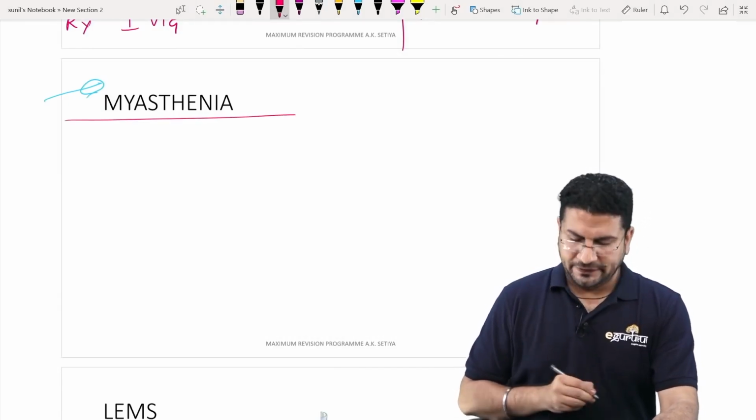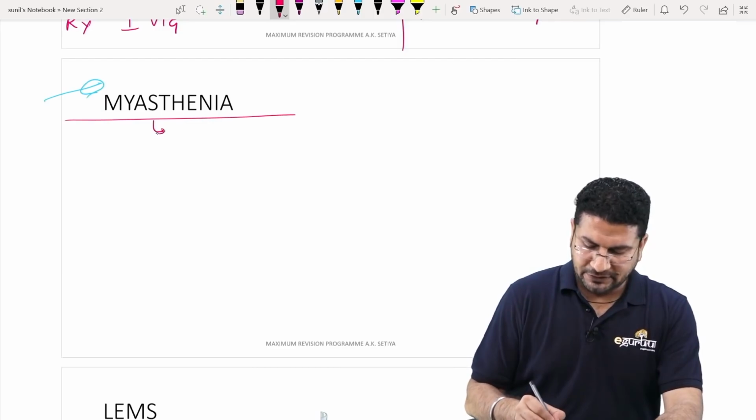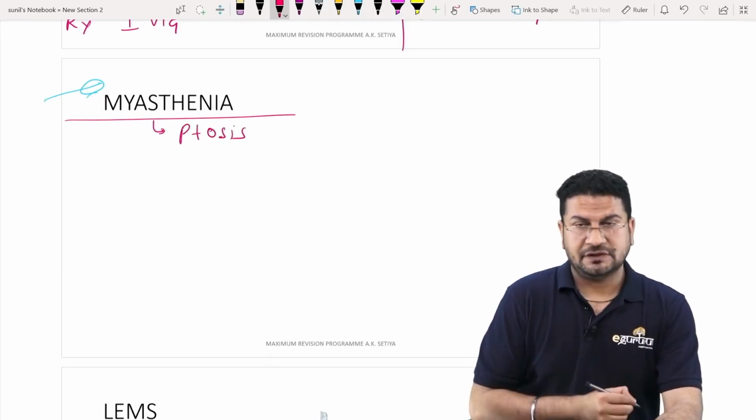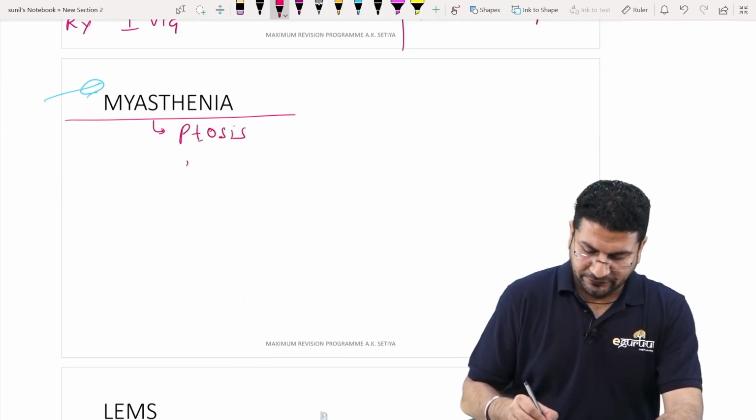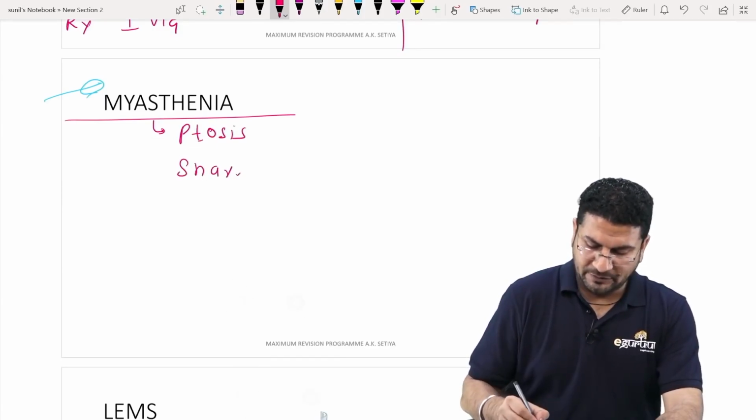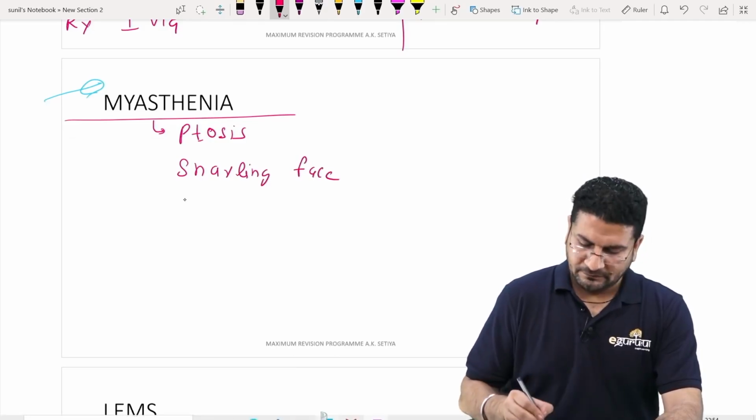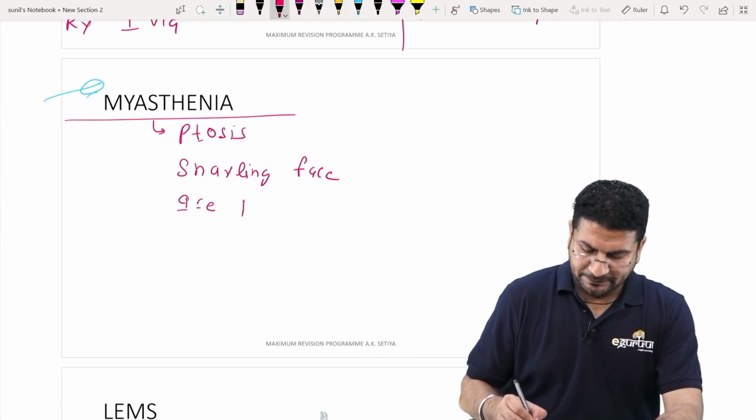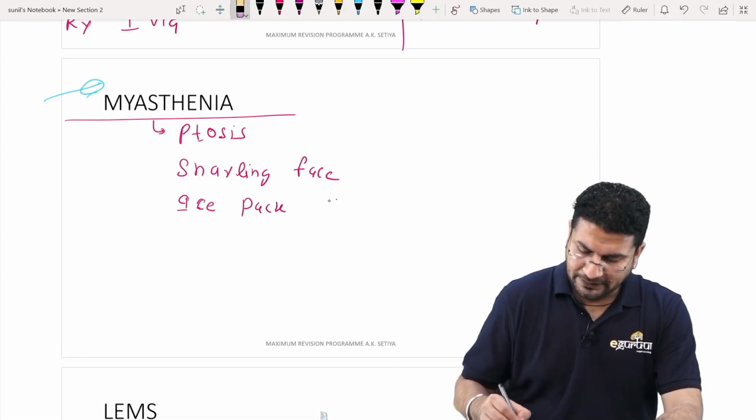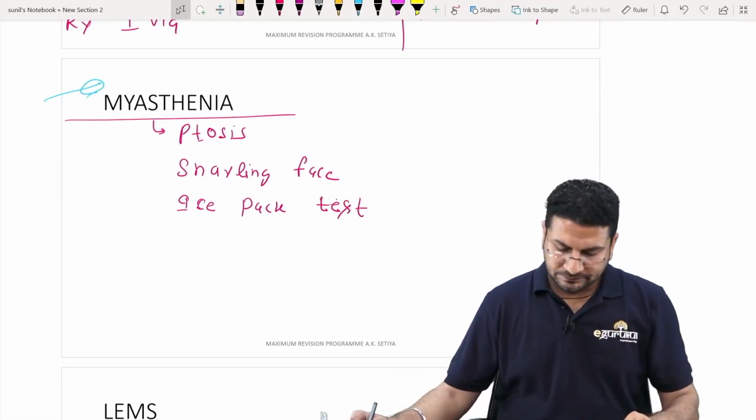A few points on myasthenia gravis. The patient will have ptosis. The facial appearance shows a vertical opening of the mouth; we call this snarling face. For diagnosis, we can do the ice pack test, a simple bedside test. You apply ice and the ptosis will improve.